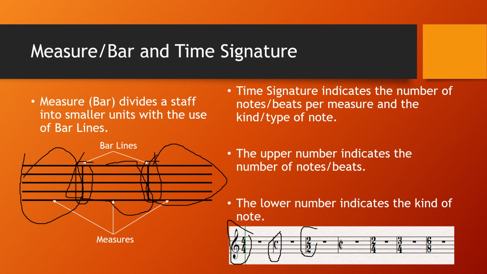This is a 2/2 time signature. This one is a cut time signature, which is the same as 2/2. This is a 2/4 time signature. This is a 3/4 time signature. There's a 6/8 time signature. We have other types of time signature.